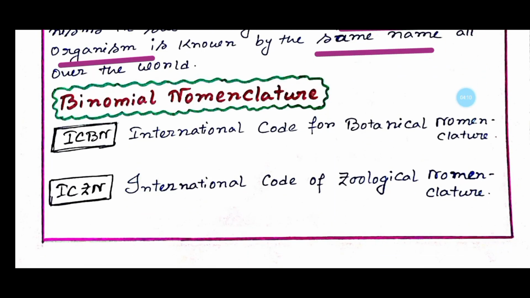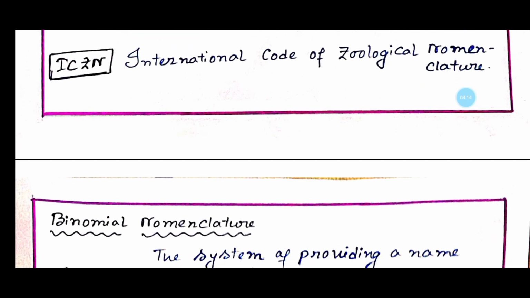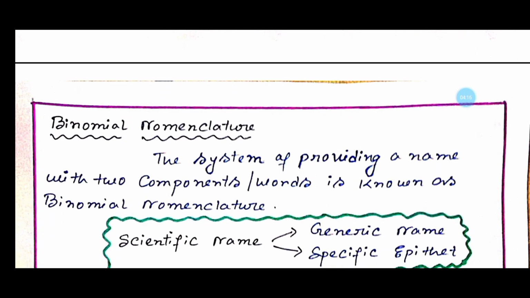Now we will study binomial nomenclature. What is binomial nomenclature? Binomial nomenclature is a system of nomenclature in which scientific names are given in such a way that each scientific name consists of two components. So binomial means two. Each scientific name consists of two components. That's why it is called binomial nomenclature.